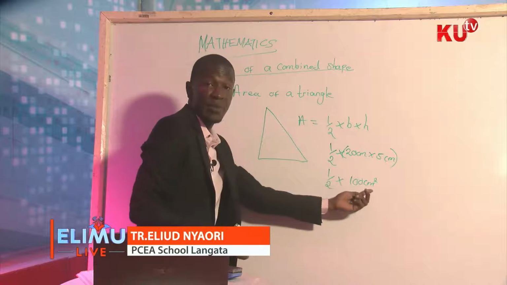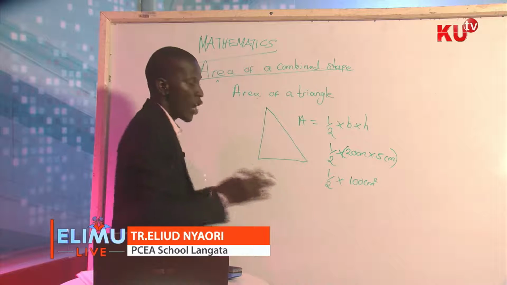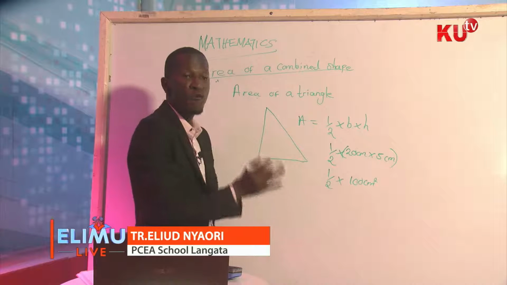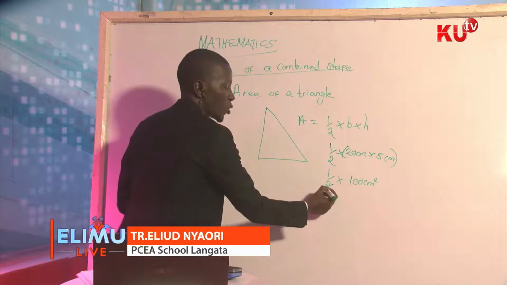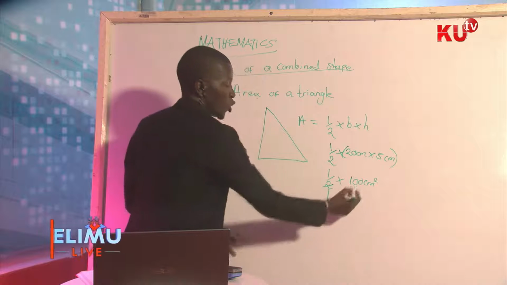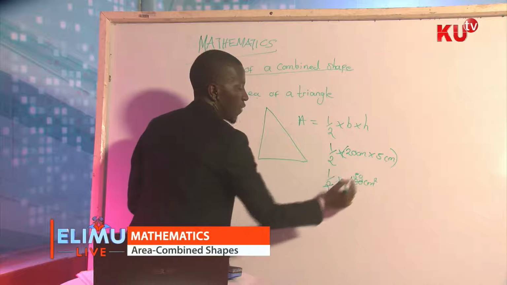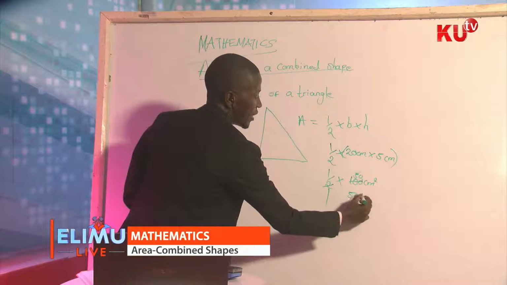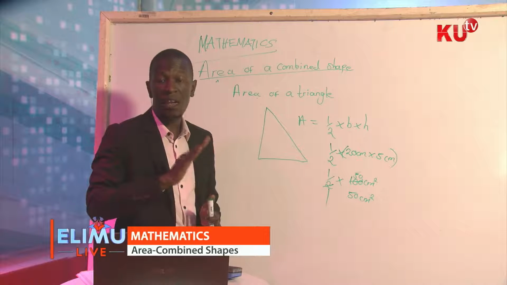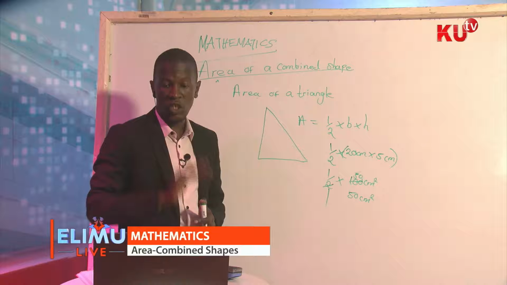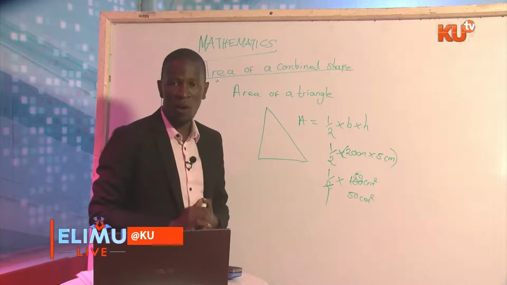Why have I put centimeters squared? Because I've multiplied this number. From there, now you can find a half of 100, or you simplify by asking yourself, 2 goes into 2, 1. 2 goes into 100, 50 times. So you find your answer as 50 centimeter square. So that is how to find the area of the basic shapes, that is square, triangle, and rectangle.